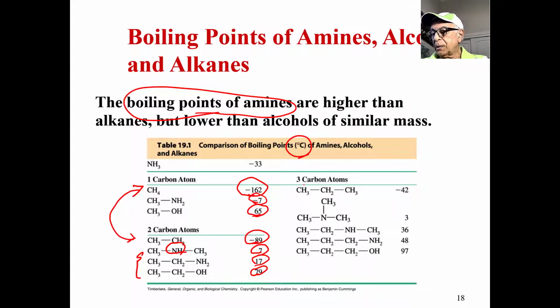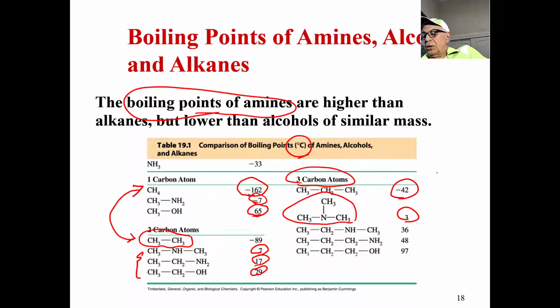Now let's take a look at a 3 carbon atom system. Well, this is propane. Propane has 3 carbons. The boiling point is minus 44, which is much higher than the boiling point of ethane, which had 2 carbons. Higher molecular weight is going to bring a higher boiling point. And looking at the 3 carbon amine, which is the case here, the boiling point is 3.